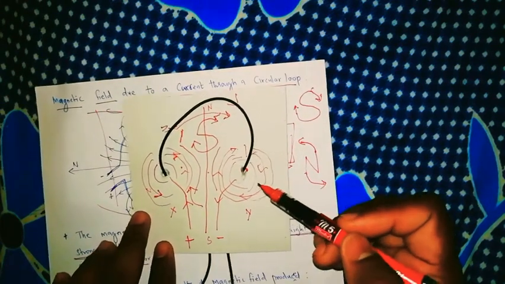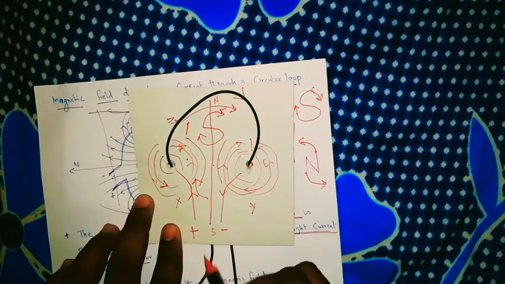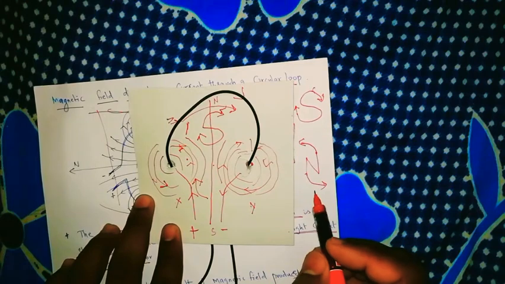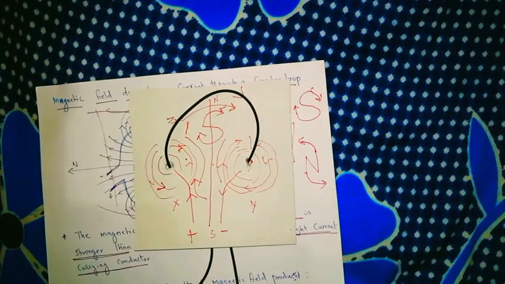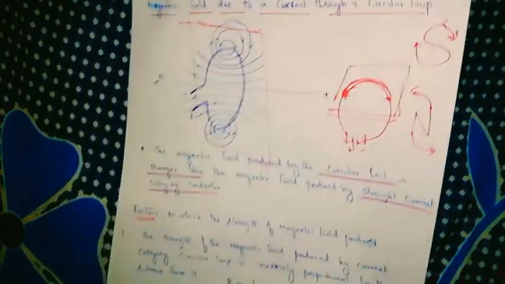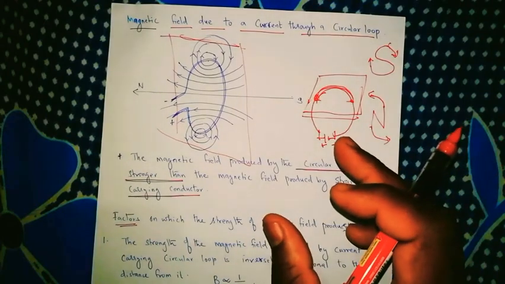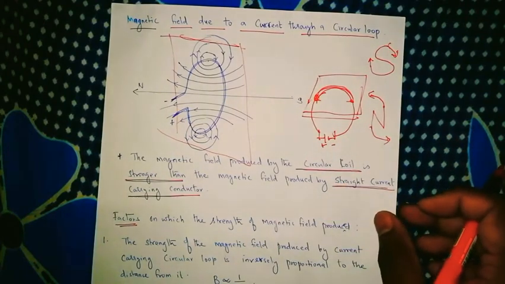Okay, how to get a north pole? Just reverse the direction. Here you put a positive and here you put a negative, then it reverses towards the north pole direction. Understand? You try that by yourself. Okay, so this is how the magnetic field is formed on a circular loop.